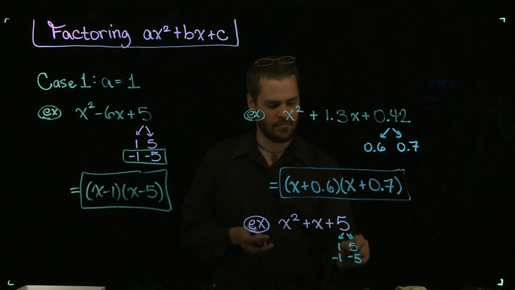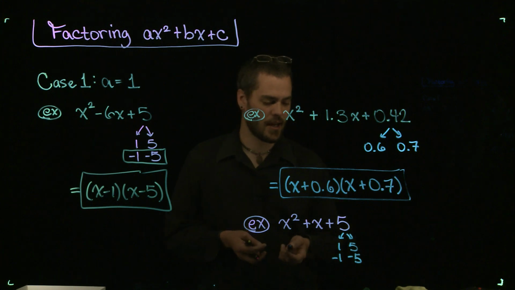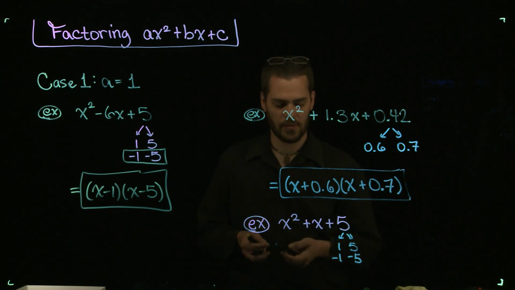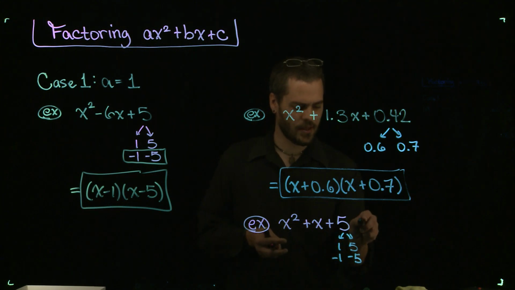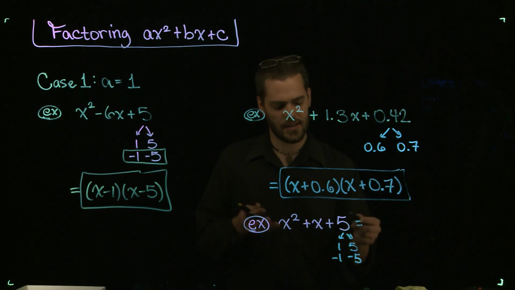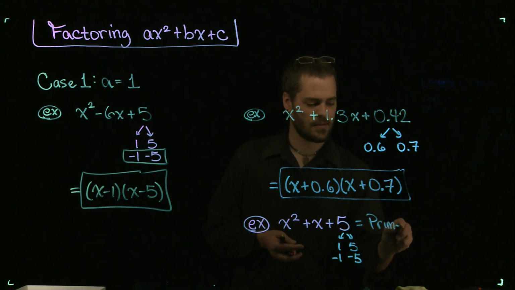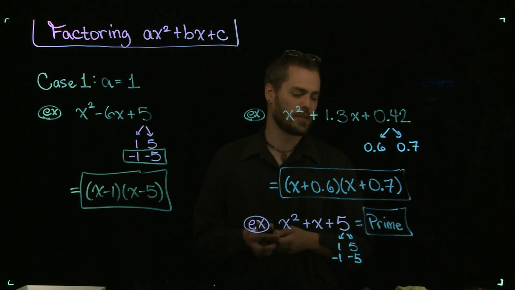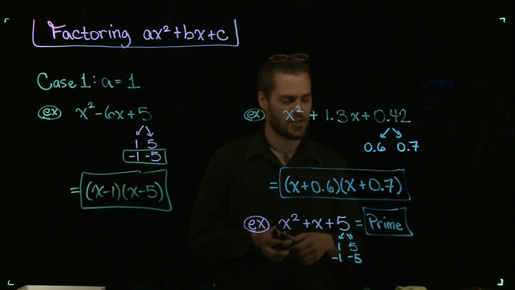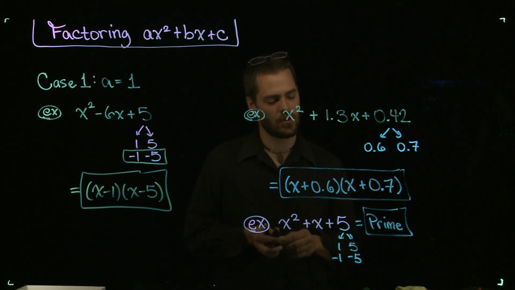But notice that neither of those pairs of numbers add up to 1, which means, in this case, this trinomial is not factorable into two binomials like this example over here. Therefore, I'm going to call this something else. I could say does not factor. I'm going to call it prime. Okay. So we can simply say that trinomial does not factor into two nice looking binomials just like that example over there. So we can say does not factor or prime.